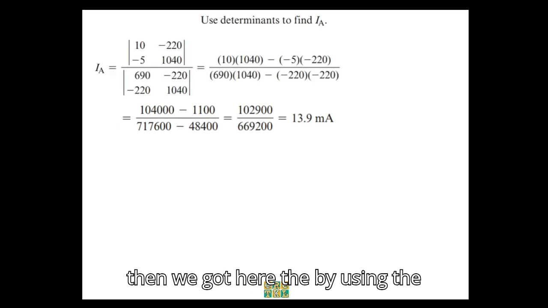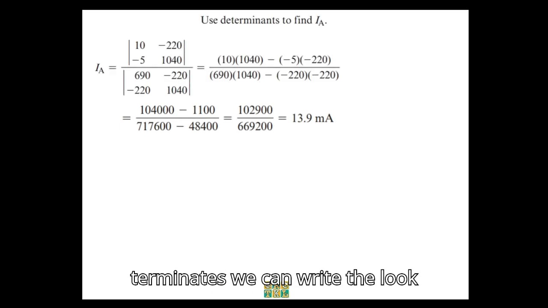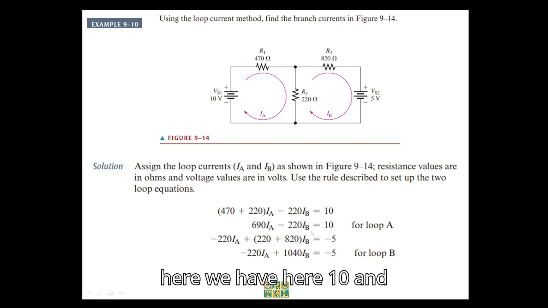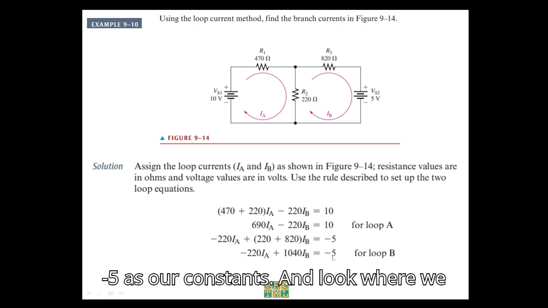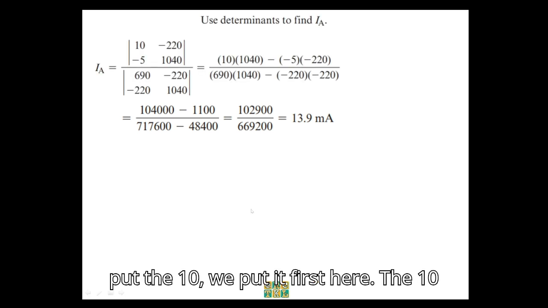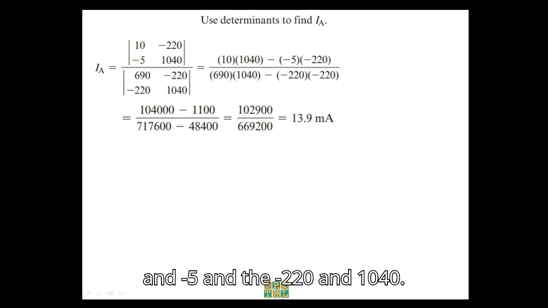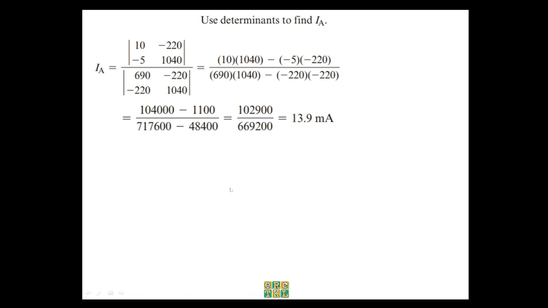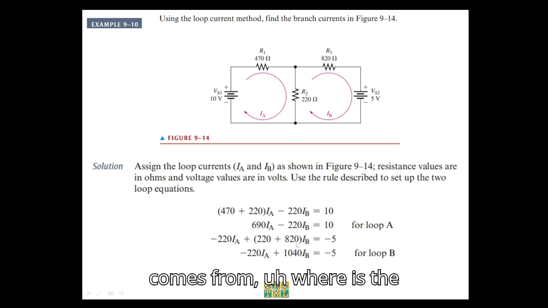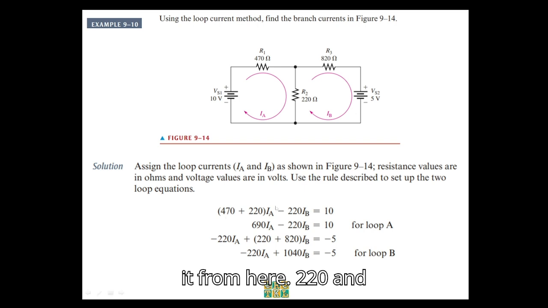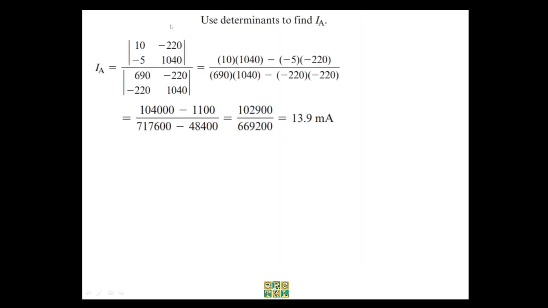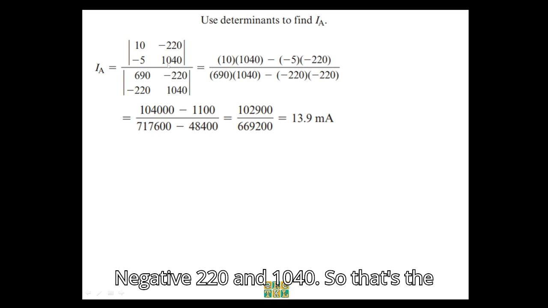And then by using determinants, we can write, look here, we have here 10 and minus 5 as our constants. And look where we put the 10. We put it first here. The 10 and the minus 5 in the numerator. And the minus 220 and 1040, where is that value? This is 220 and 1040. We got it from here, 220 and 1040. So 220 and 1040, we put here, negative 220 and 1040. So that's the numerator.